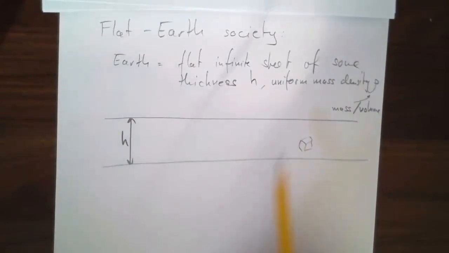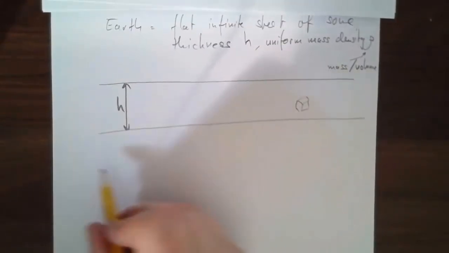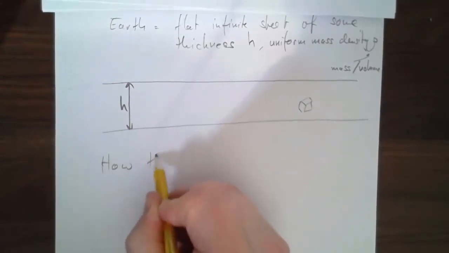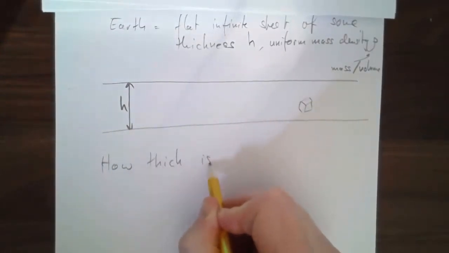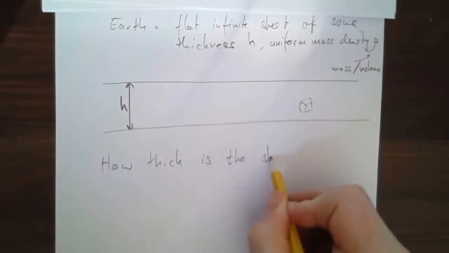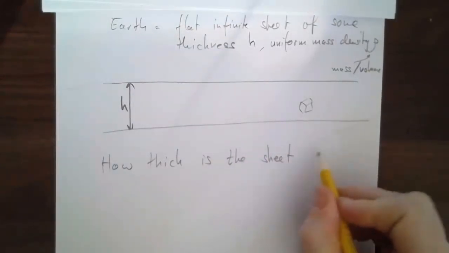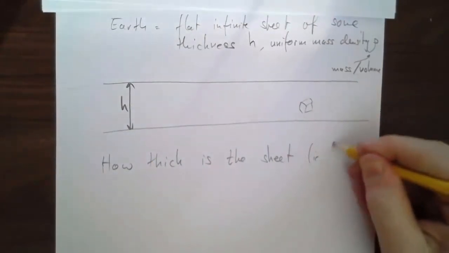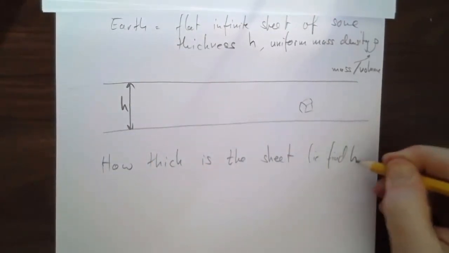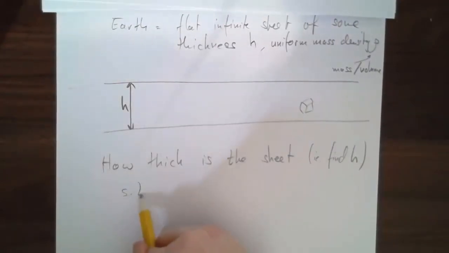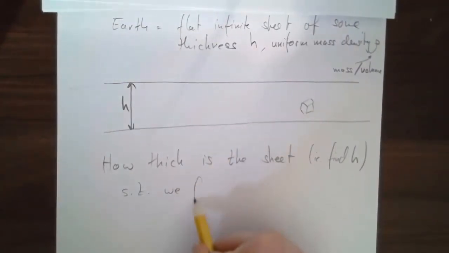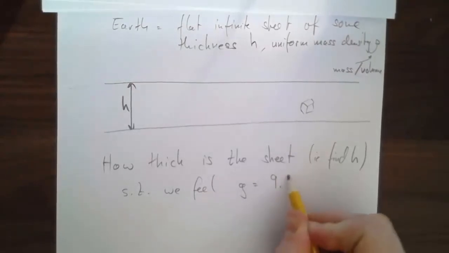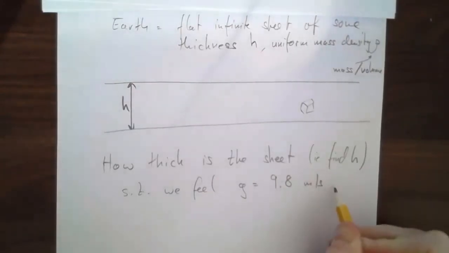It's an infinitely long sheet. Challenge question. How thick is the sheet? In other words, we're going to find h such that we feel g equals 9.8 meters per second squared.